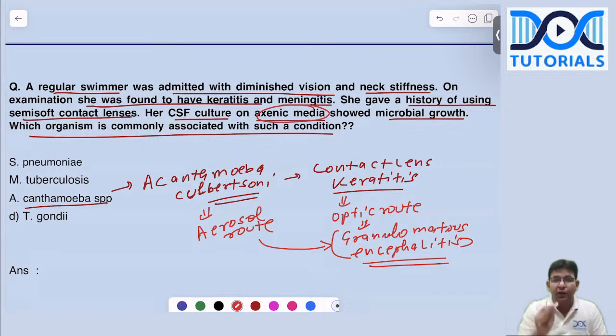Axenic media, non-nutrient agar with E. coli, is used to grow Acanthamoeba. Other ones are Naegleria fowleri, a free-living amoeba, which leads to what? PAM, primary amoebic meningoencephalitis, also termed brain-eating amoeba. The third one is Balamuthia, which is also associated with granulomatous encephalitis. And there is one more, Sappinia, which is associated with granulomatous encephalitis. Exactly. So the answer is A, and I have told you all the possible questions in and around this one.